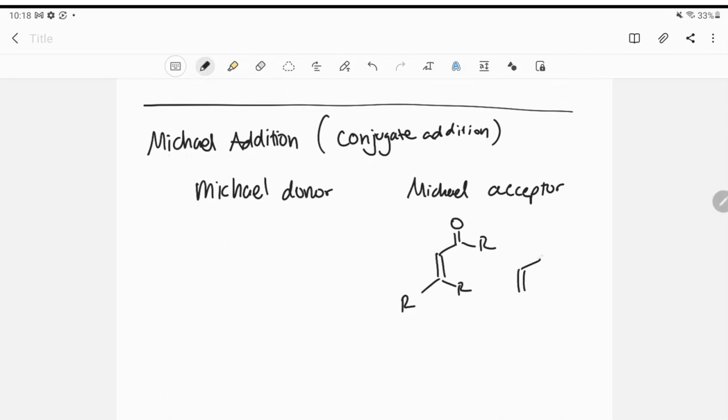You can have conjugated with a nitrile, conjugated with a nitro group. That would work as well. Notice on all of these cases we have conjugation. We have double bonds separated by a single bond. Those will be our acceptors. Those are the things that are going to be attacked. And we're going to see our Michael donors will be kind of more stabilized enolates.